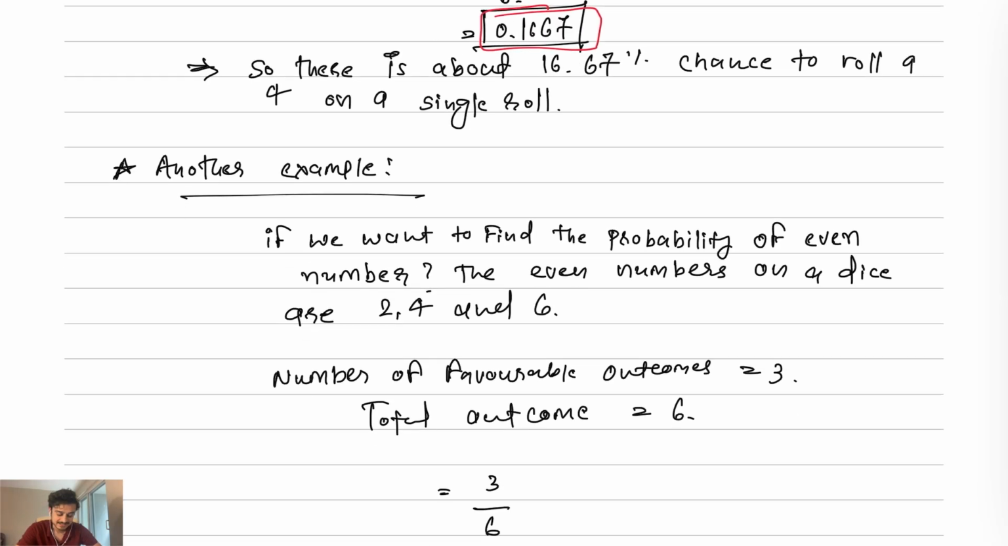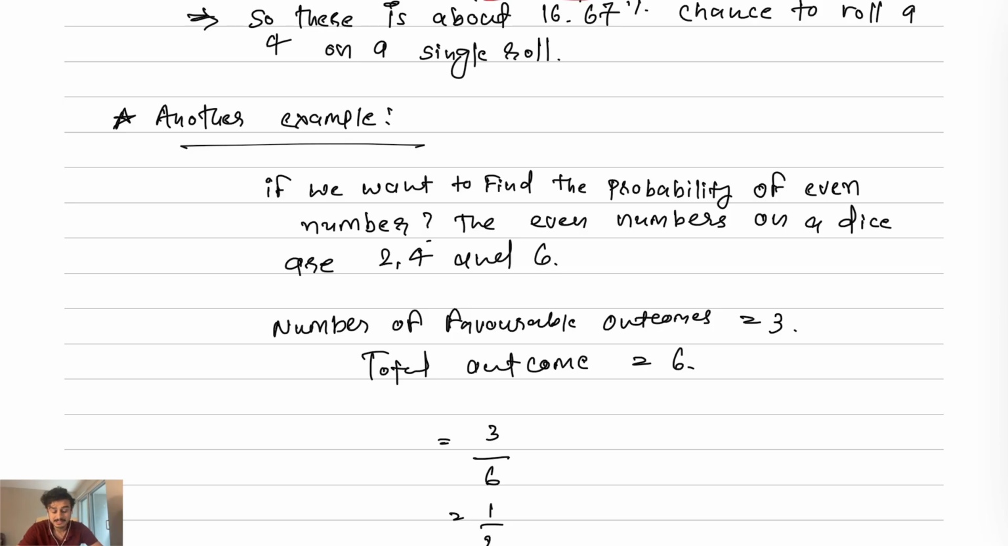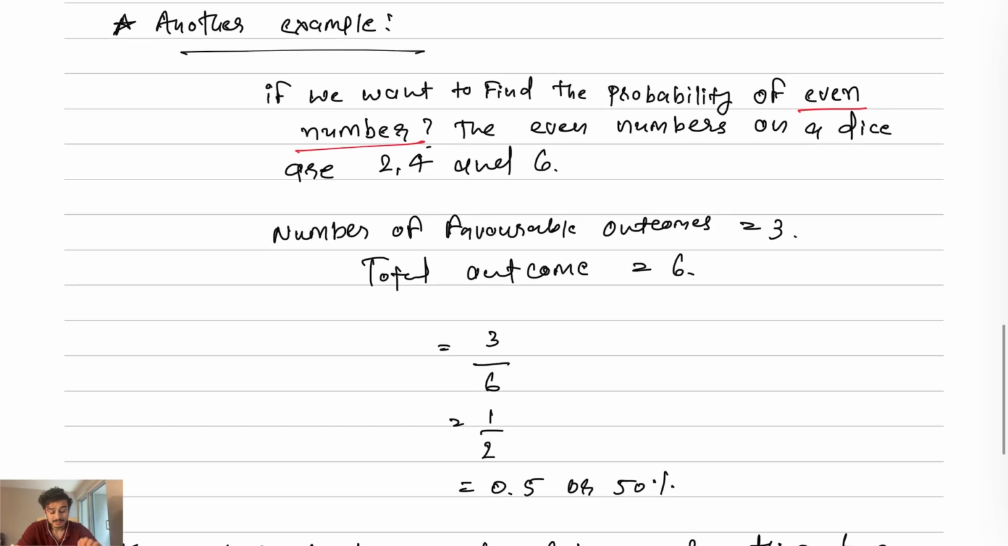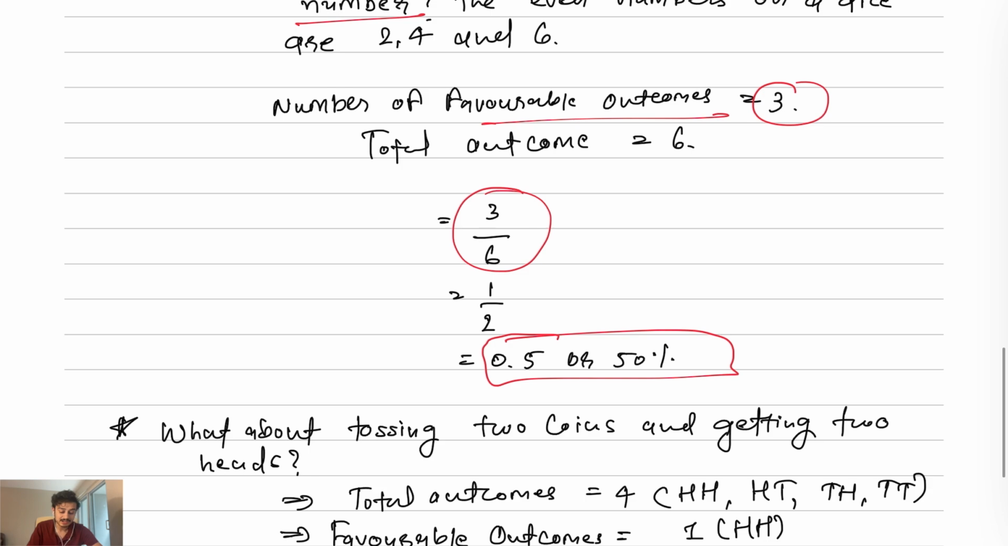Now let's take another example. If you want to find the probability of even numbers on a dice, then on a dice we can clearly see 2, 4 and 6 are the even numbers. So the number of favorable outcomes will be 3, because 2, 4 and 6 are three numbers, right? And out of 6 possibilities there are chances that we can get 2, 4 or 6, so it's 3 divided by 6 and we will get 0.5, so it's a 50% chance, right?